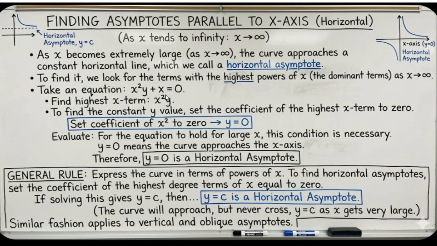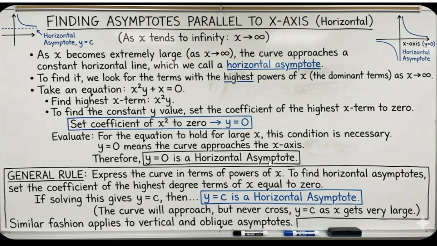It means that as x tends to infinity, this equation is converted into x²y = 0. Now we know that, in order to get x tends to infinity, the only possibility is that y is equal to 0. Therefore, the coefficient of x² equal to 0 means y is equal to 0. It means that as x tends to infinity, y is equal to 0. So you can say that y = 0 is a horizontal asymptote. That's all.